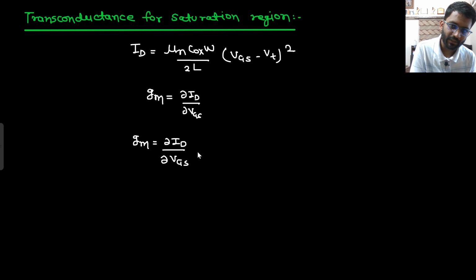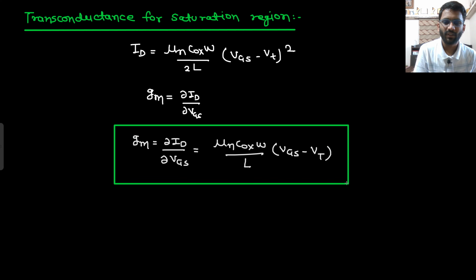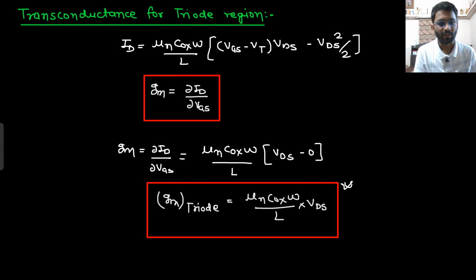Del ID by del VGS would be mu n Cox W by L, because this 2 will come ahead. So 2 and 2 will get cancelled, VGS minus VT. I hope you know how to take the differentiation, right? So this will be the expression of Gm for the saturation region, which is very important. We will use it again and again, but you also need to remember this, because this is also a very important one.